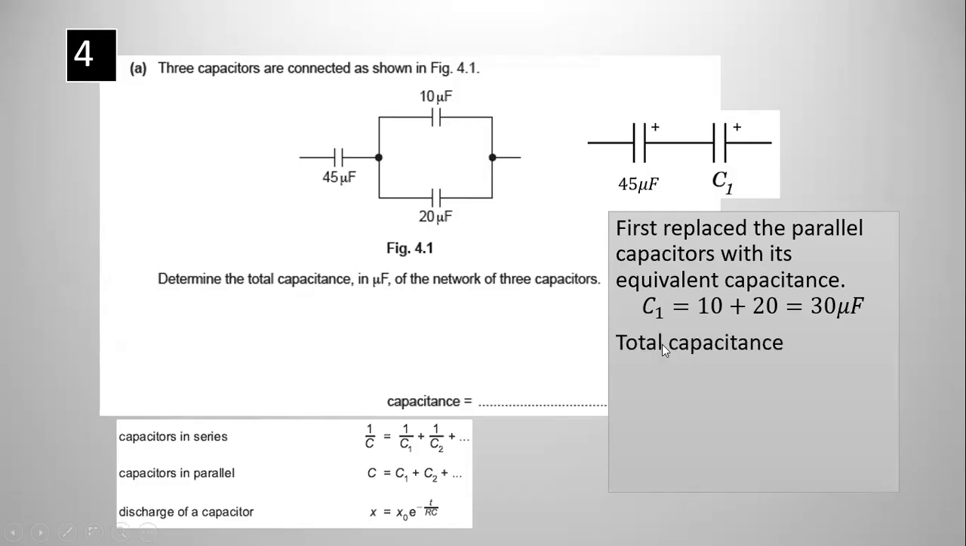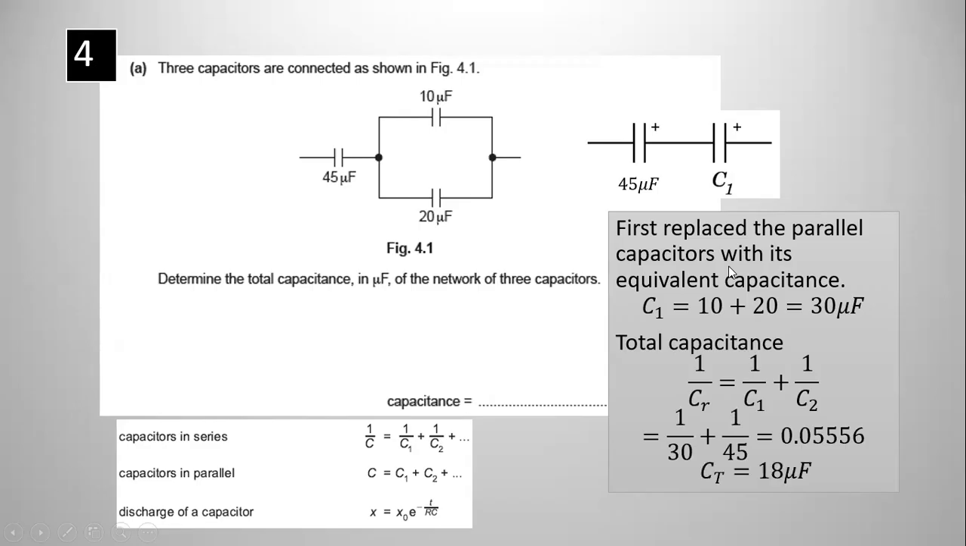Then take the reciprocal. For the total capacitance, 1 over C total is 1 over C1 plus 1 over C2. That's your C2, that's your C1. Then take the reciprocal of it. Okay.